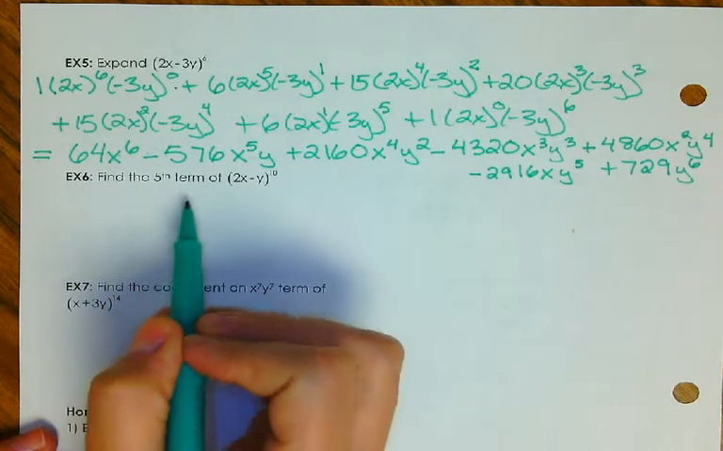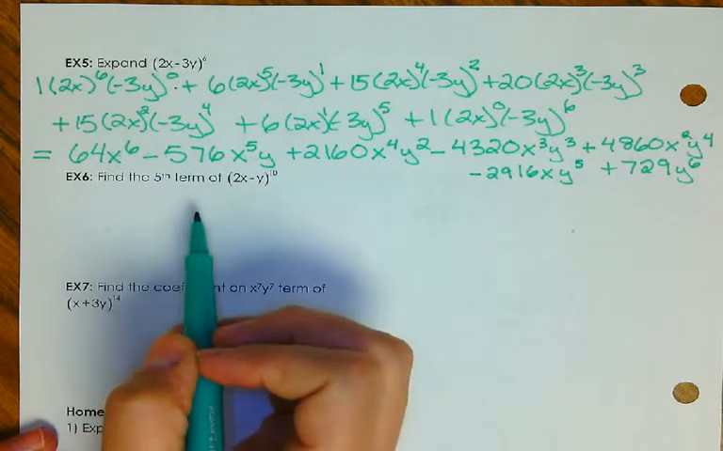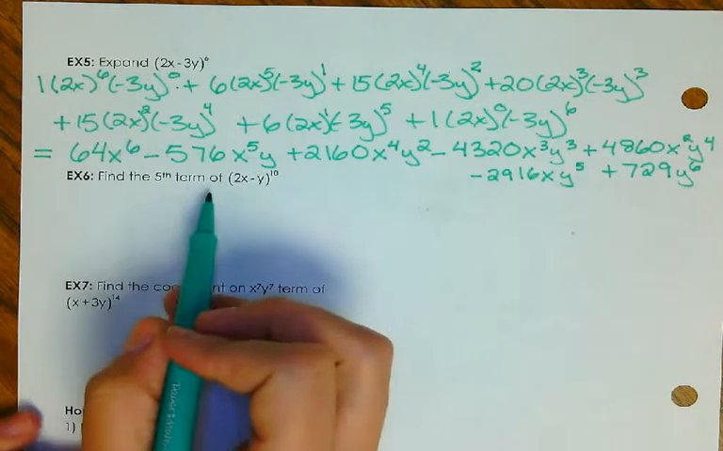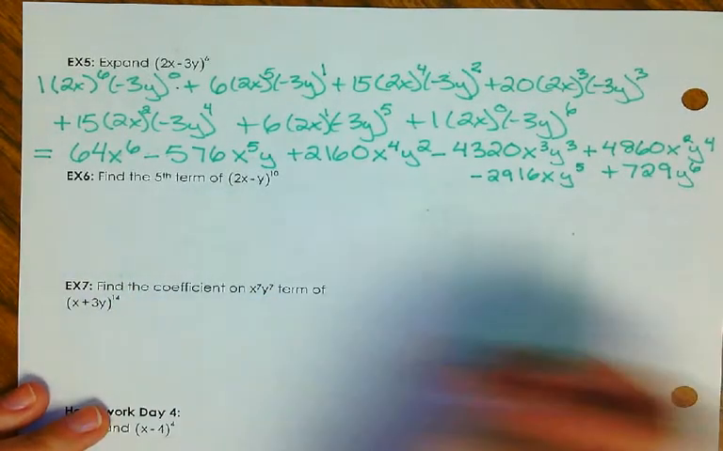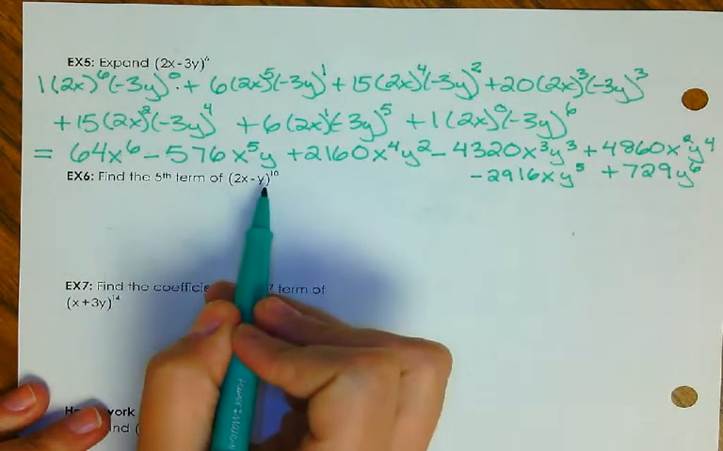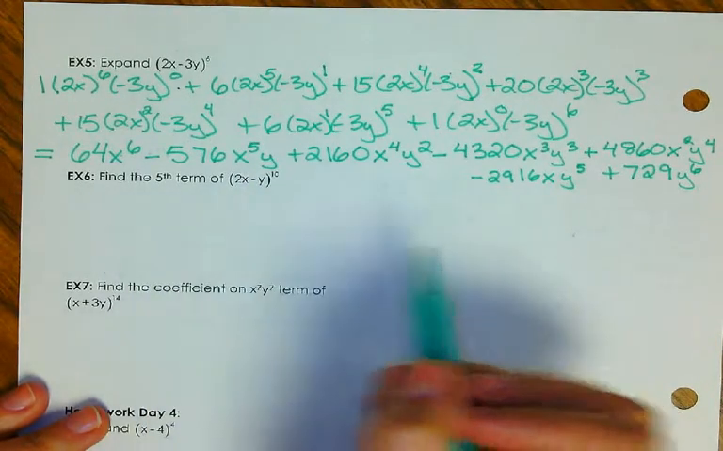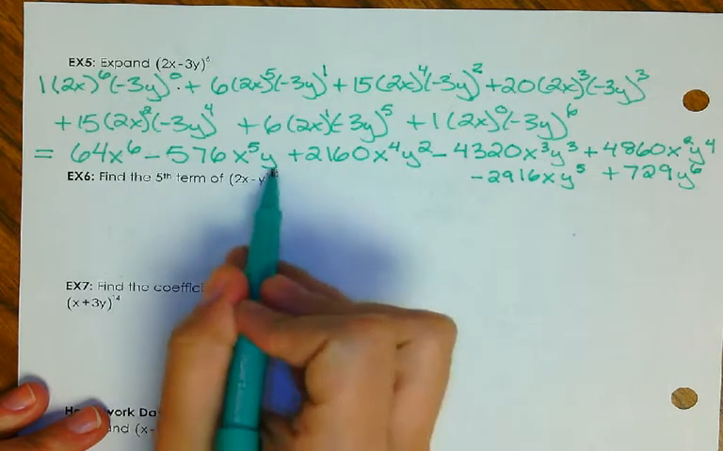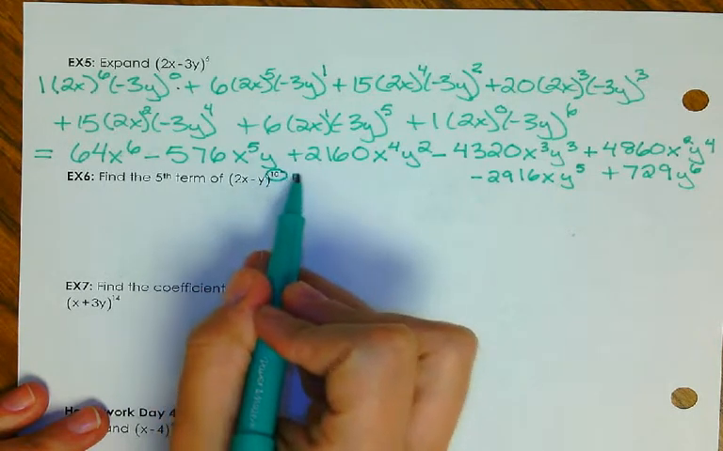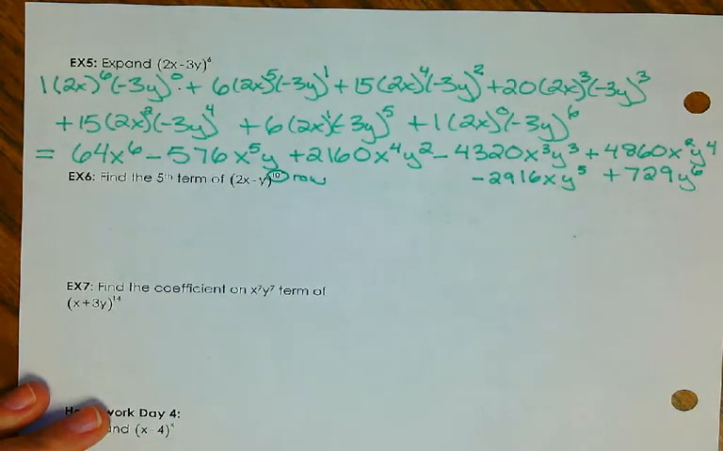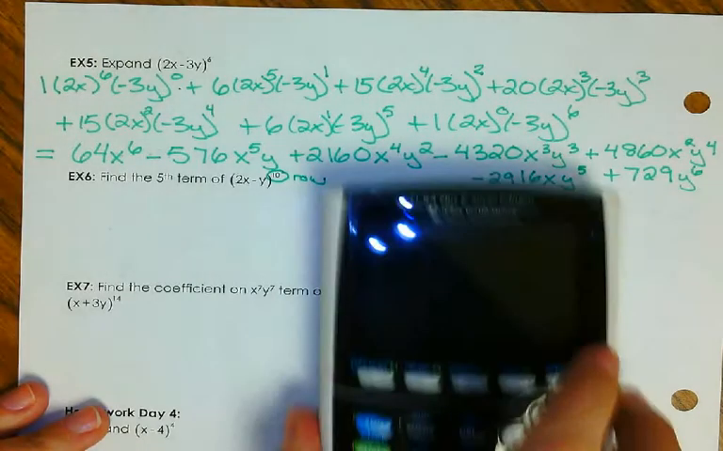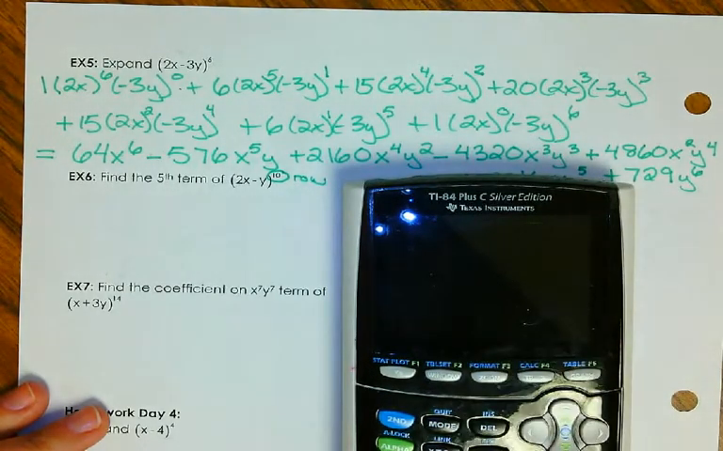a particular term. Now, if they ask you to find a particular term, then you don't have to do the whole thing. I highly recommend writing out the row of Pascal's to help, but you don't have to. So what I would recommend is, again, this here is telling you which row of Pascal's to use. Now, this one's not on the front, so I'm going to have to use my calculator to generate it.